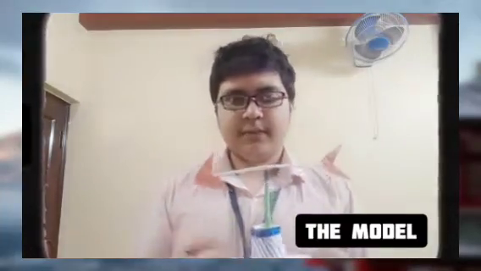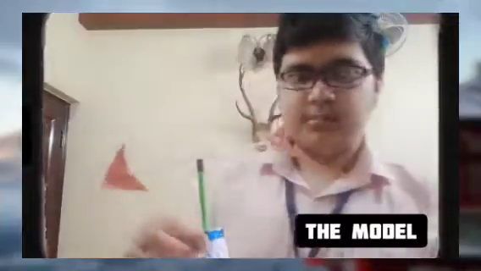So this is my model of the wind vane which I have made, as you can see here. I have made this out of really simple materials which are very recyclable. The head of the arrow is made up of red chart paper and the tail is also made of chart paper. Here I've used a straw for the body of the arrow, and for the stand I've used a very normal pencil. To support the straw and the pencil, meaning the stand and the body, I've used a very sharp pin or a needle, you can say. And the cup, I've used to make a support.